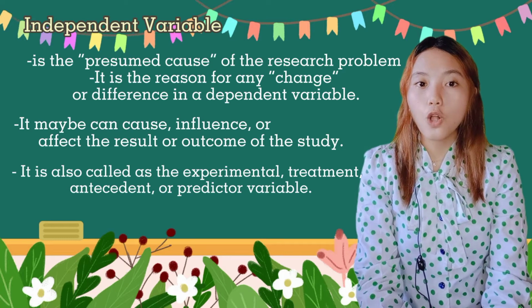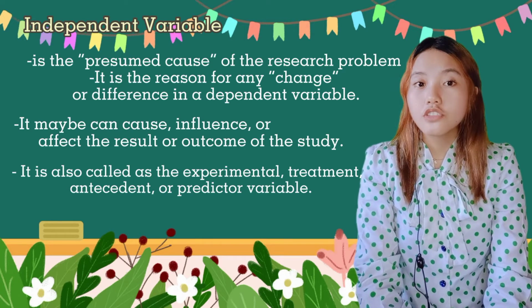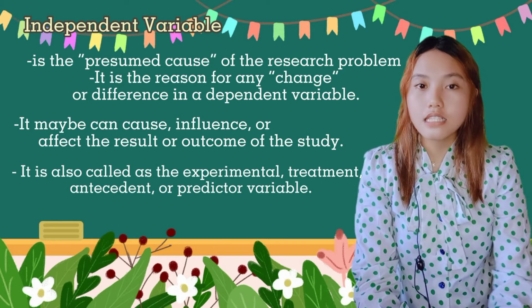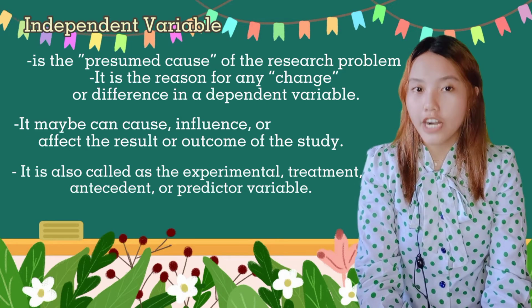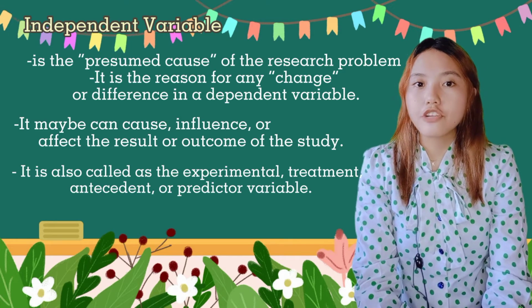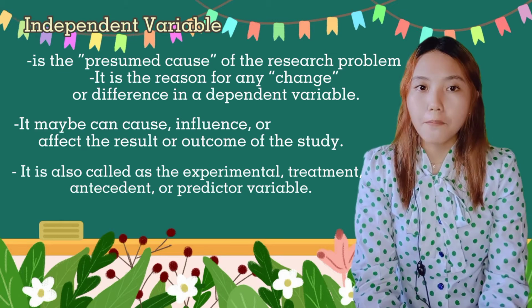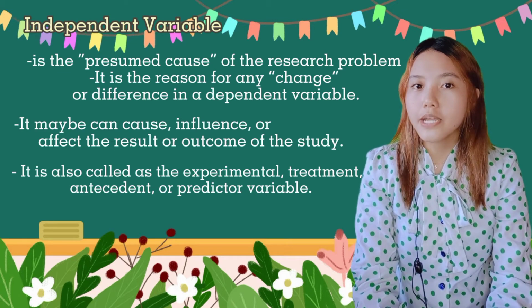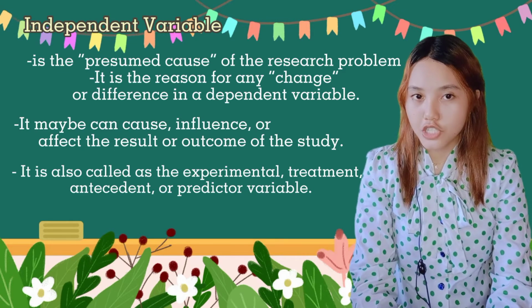It is also called the experimental, treatment, antecedent, or predictor variable. Moreover, it refers to the variable that is stable and affects the other variables you are trying to measure.